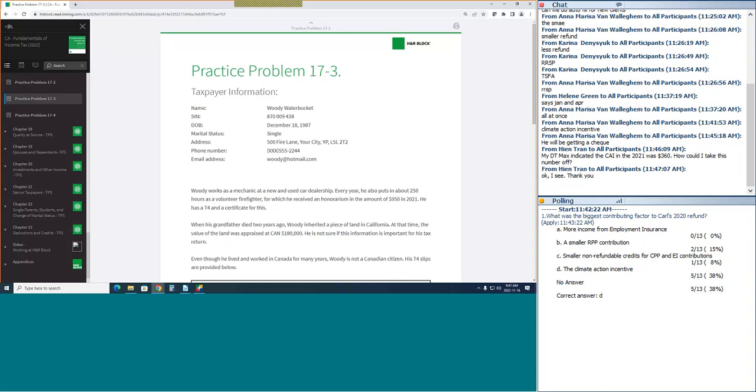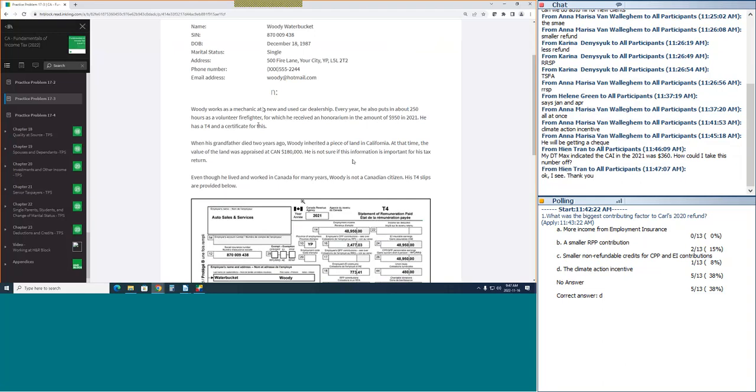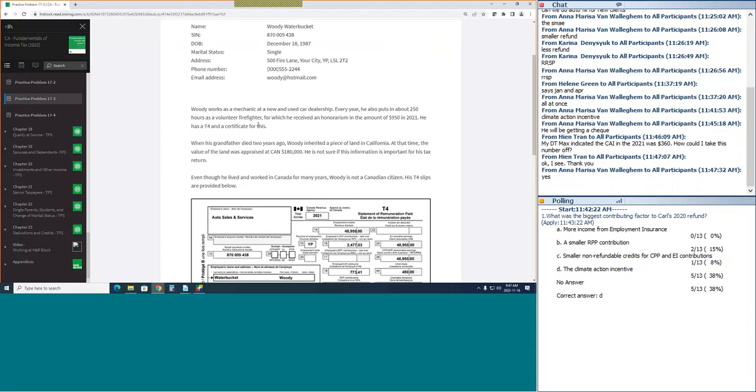Okay. So we're going to do Woody Waterbucket. Woody is a mechanic at a new and used car dealership. He was also a volunteer firefighter, and he had an honorarium in the amount of $950. Is he eligible for the volunteer firefighter amount if he did 250 hours? Yes. So whatever we do in the computer, we want to make sure he has the option of getting it if it is better for him. Okay. He also inherited a piece of land in California. The land was appraised at Canadian $180,000. Do we need to know that? Is that relevant information?